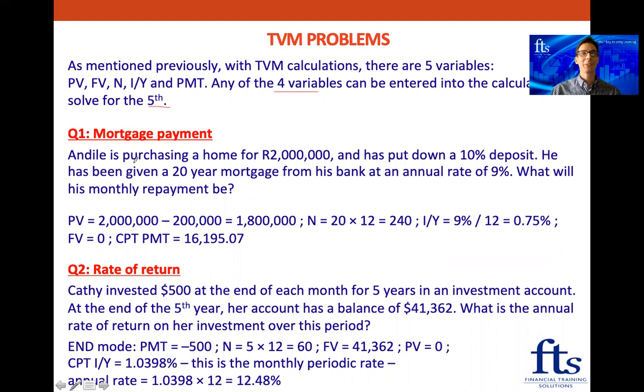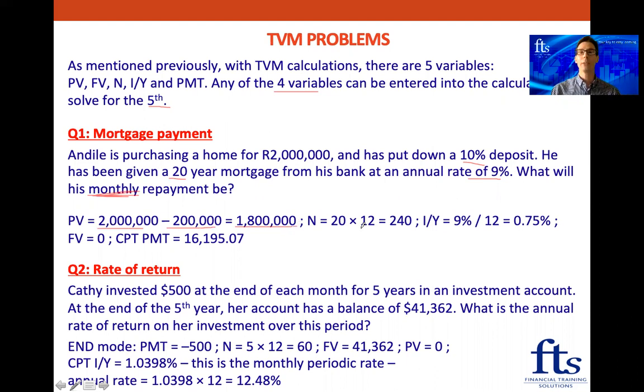And so our first question, we've got Andili. He's purchasing a home for 2 million, and he's put down a 10% deposit, and he's been given a 20-year mortgage from his bank at an annual rate of 9%. So what will his monthly repayment be? So that's the important word there, monthly. So the loan he needs, the present value, he's putting down 200,000. So he needs to get a loan there of 1.8 million from the bank.